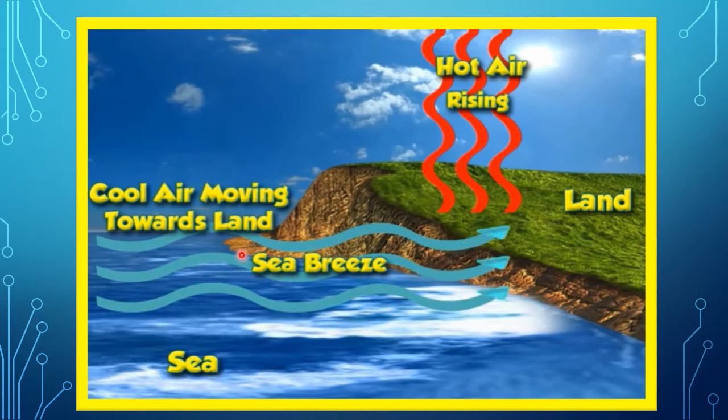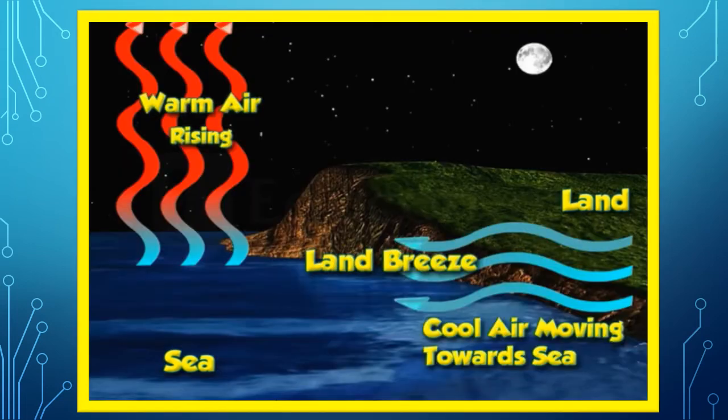What happens in the night? Now during the night the land cools faster, whereas the water takes a longer time to cool. So now warm air is over the ocean and warm air rises, creating low pressure, so what happens? Breeze from the land blows towards the sea, which is called land breeze, cool air moving towards the sea. So this also moderates the climate of the coastal areas.